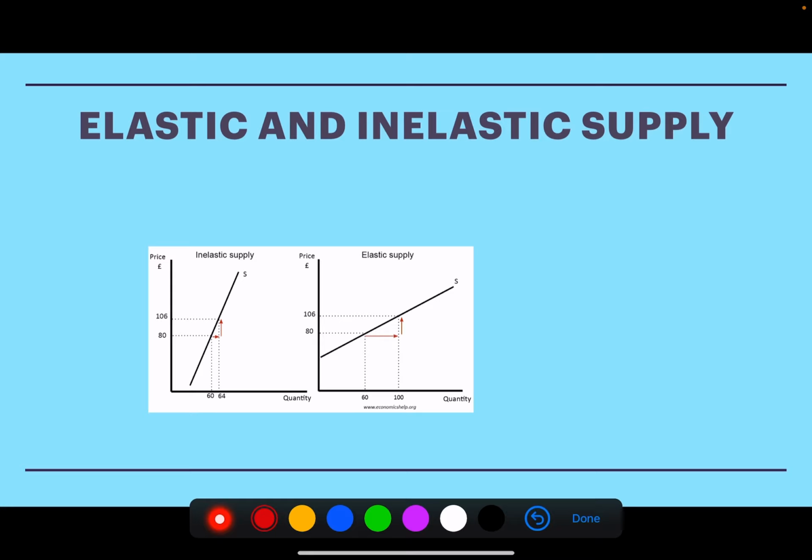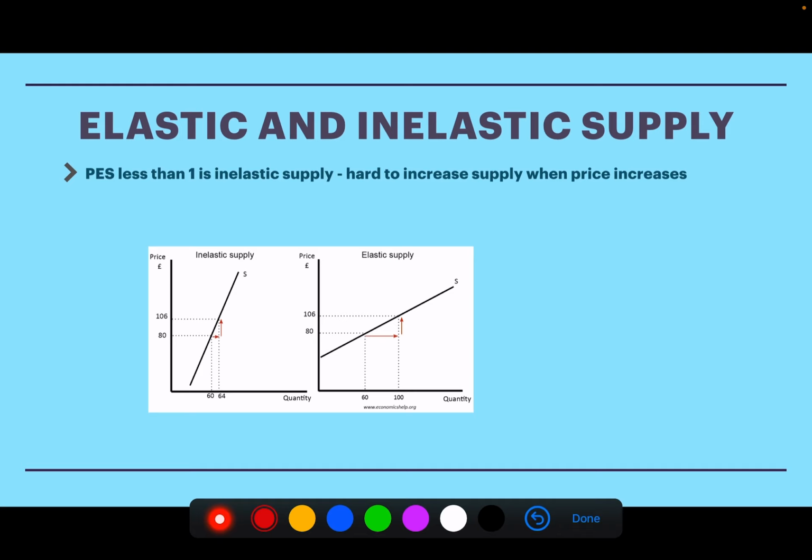Right, so what we've got here is two diagrams: inelastic supply and elastic supply. So inelastic supply, just like with demand, the inelastic demand was the steep one. It's the same with supply. The inelastic supply is the steep one. And what it's showing you is that for a change in price, we've got quite a big change in price, we've only got a small change in quantity.